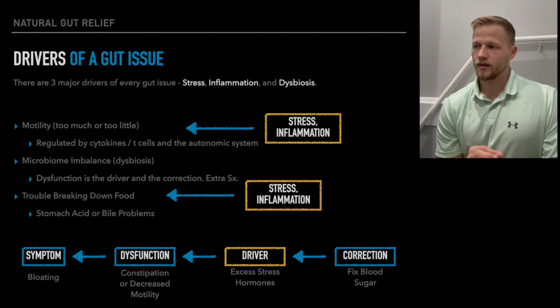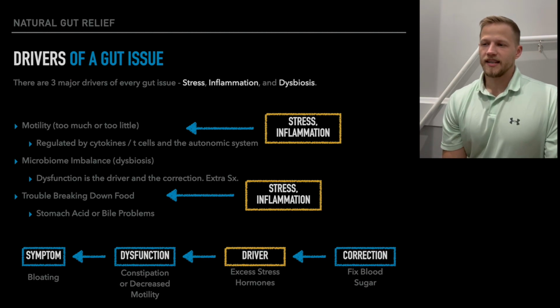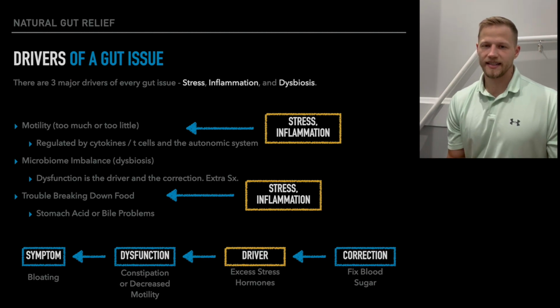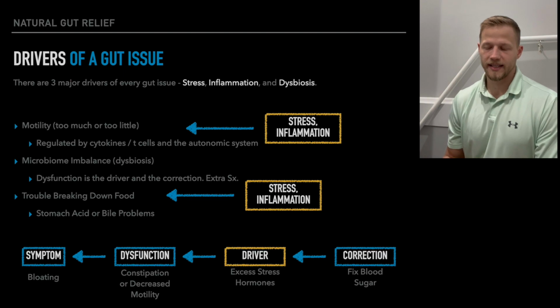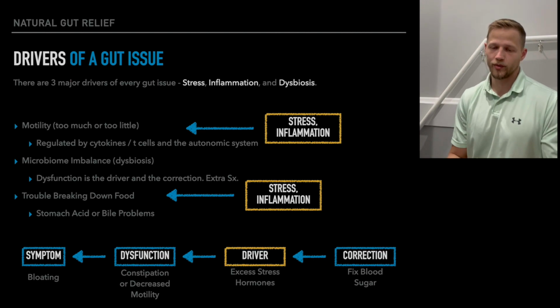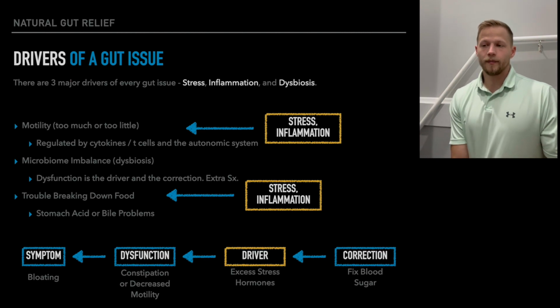So reducing stress and reducing inflammation are primary drivers of motility issues and trouble with digestion in general. The odd man out is dysbiosis, because the imbalance in the gut is as far as it goes. You need to correct the imbalance. It is the dysfunction, it is the driver, and it is the correction, which is why most people focus so heavily on that. But what they fail to realize is that the dysbiosis persists because of those other two things not being addressed properly. But it's still important to address.